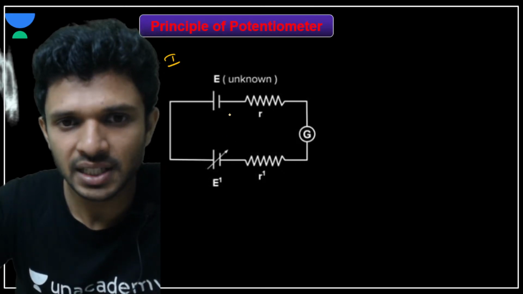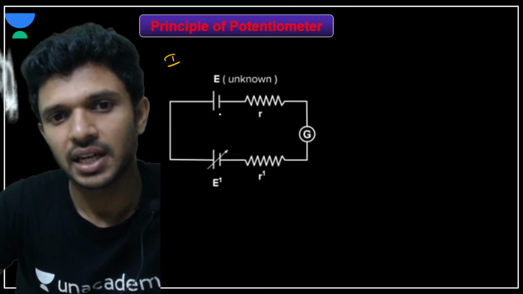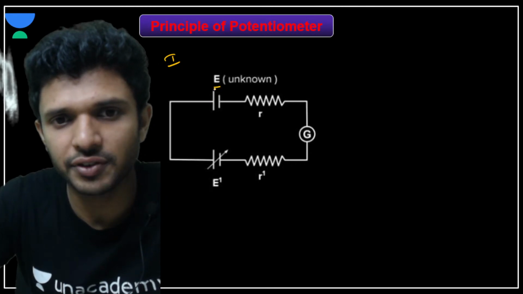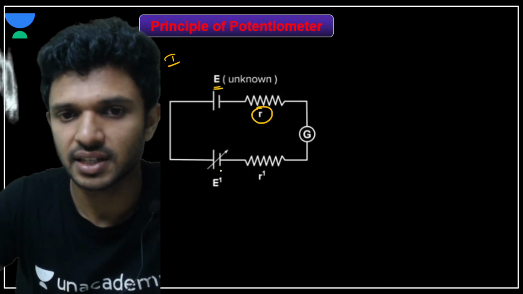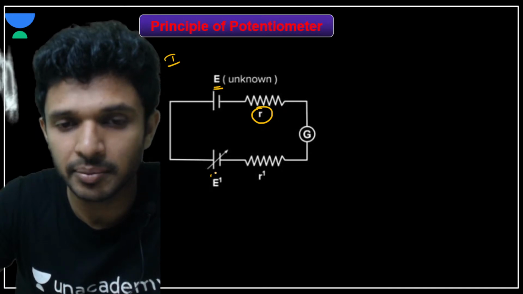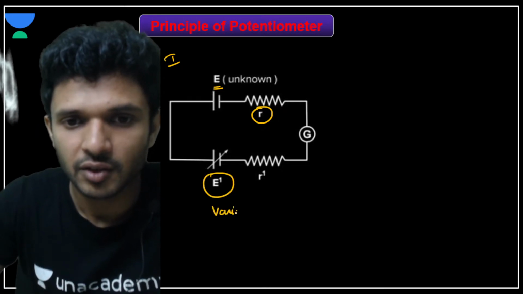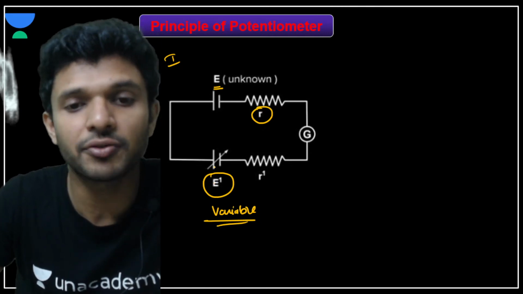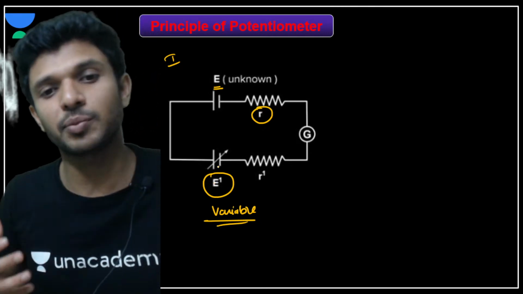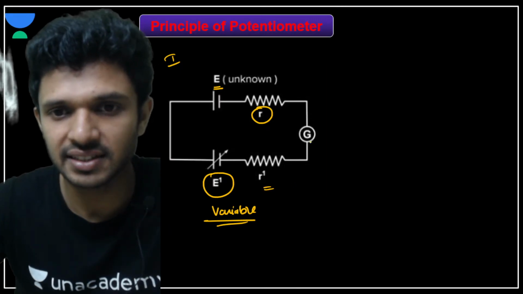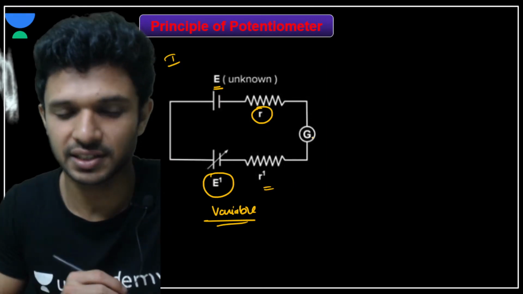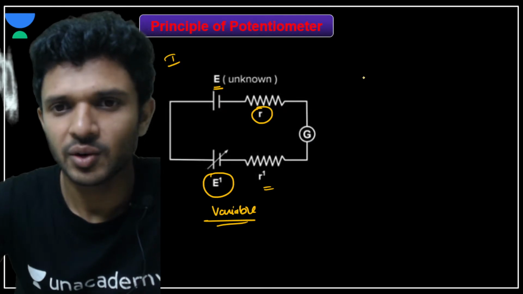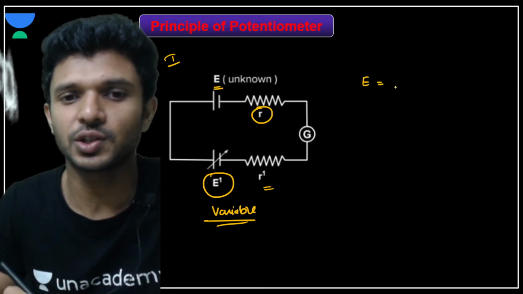Can you see a circuit like this? In the circuit, we have a cell of EMF E with an internal resistance and another cell of EMF which is variable. Variable matlab, I can change the value of this EMF of the cell according to my wish. I can keep on changing. It has an internal resistance and a galvanometer is connected. Tell me, what is the net EMF of the circuit?